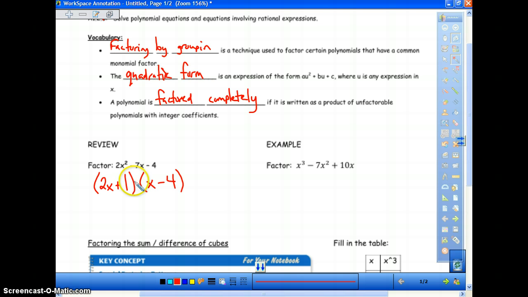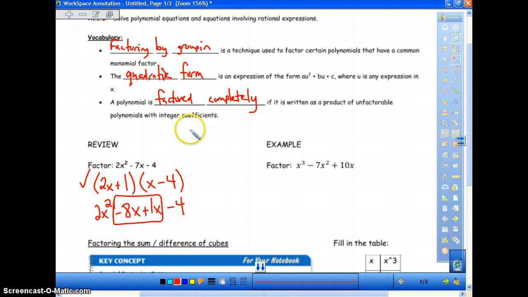And then all we're doing from there is just checking it, to FOIL it to make sure that this middle term works out. So we would do 2x times x is 2x squared. We do 2x times -4 is -8x. We do positive 1 times x is positive 1x. And 1 times -4 is -4. And what you notice is these middle terms do add up to be -7x. So these are the correct factors.